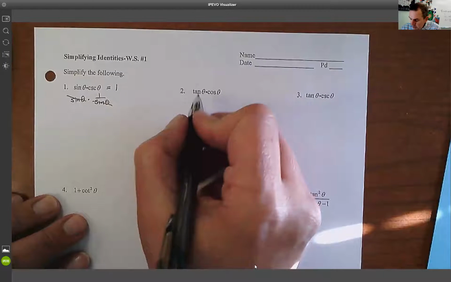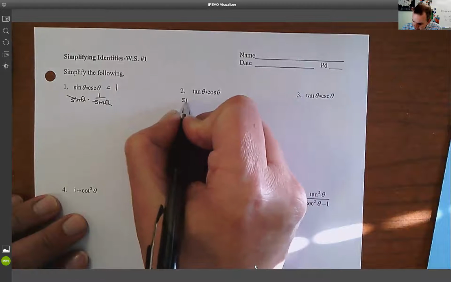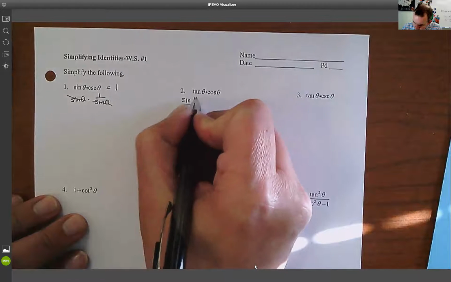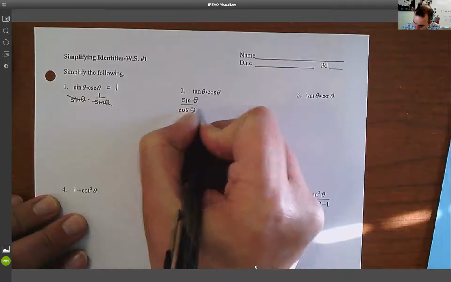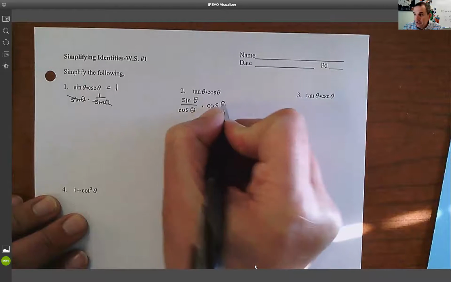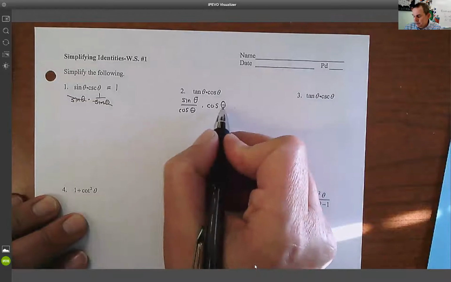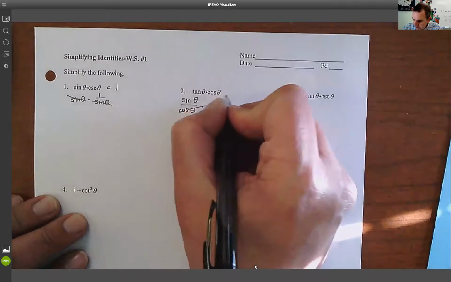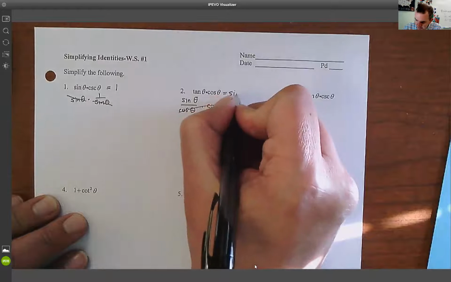Tangent theta times cotangent theta. Tangent is sine theta over cosine theta times cosine theta over sine theta. Again, notice we have a cosine in the denominator and a cosine in the numerator. They will cancel out or divide out. And this gives me an answer of sine theta.